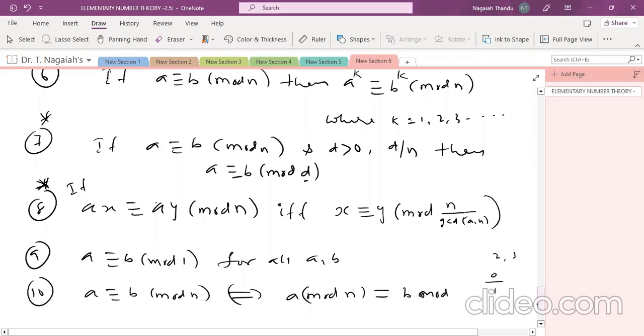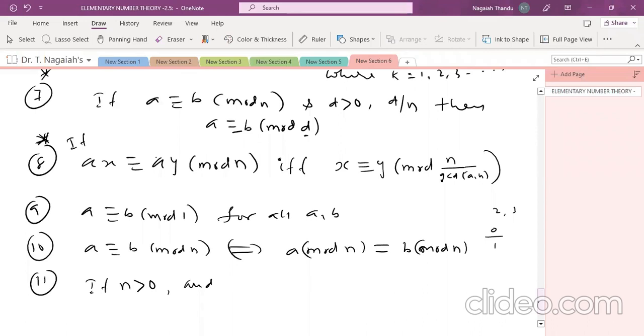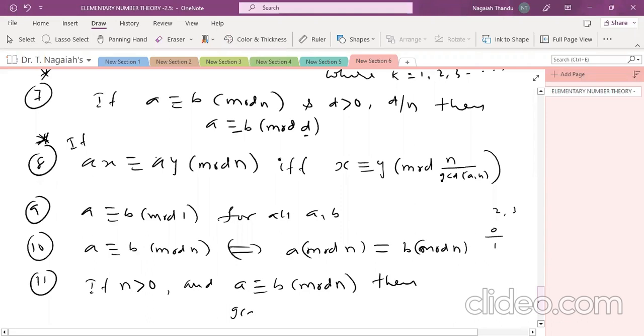A modulo n is equal to B modulo n, right? A is congruent to B modulo n is nothing but A modulo n equals B modulo n. Now another one, as I said earlier: if n is greater than 0 and A is congruent to B modulo n, then GCD of A comma n is the same as GCD of n comma B.